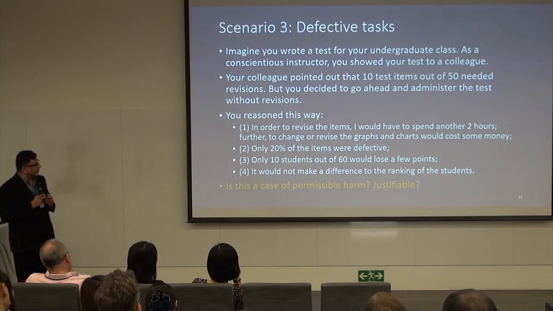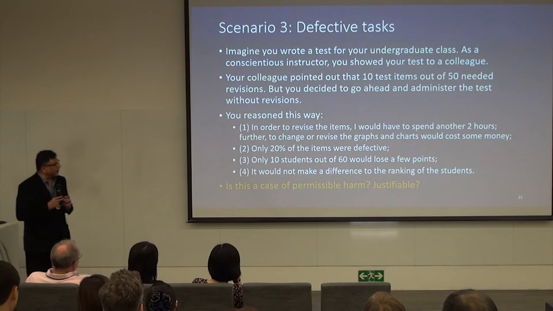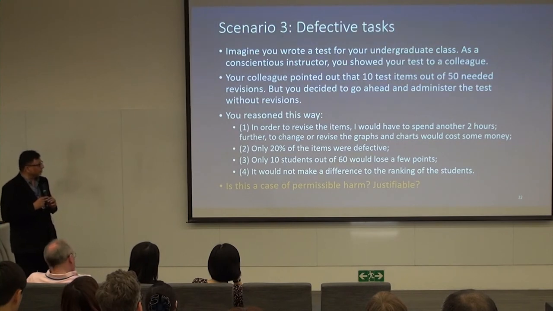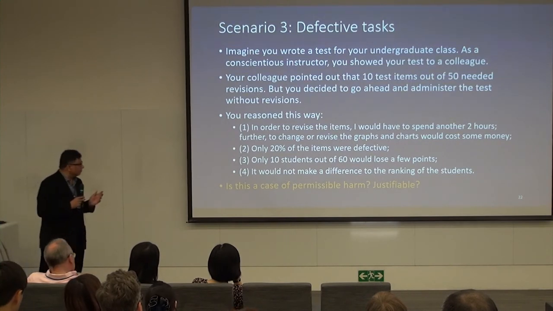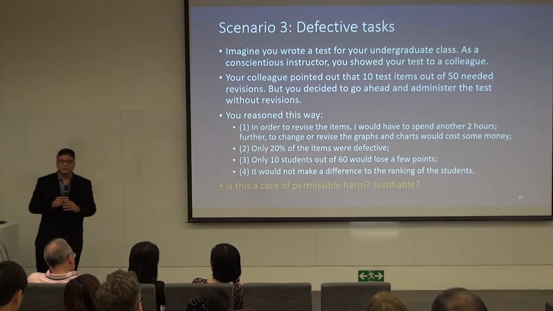Further, to change or revise the graphs and charts would cost some money. Only 20% of the items were defective. Only 10 students out of 60 would lose a few points. It would not make a difference to the ranking of the students. Permissible harm? Justifiable?